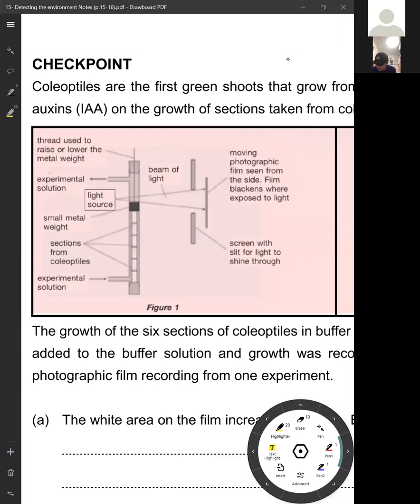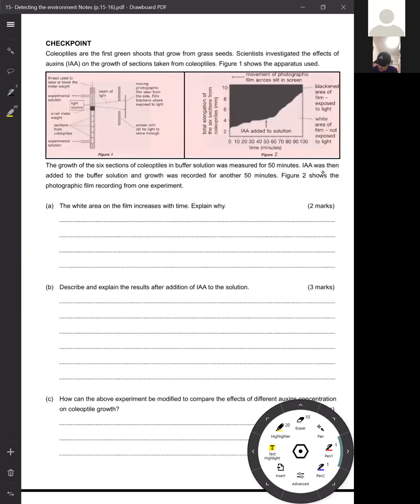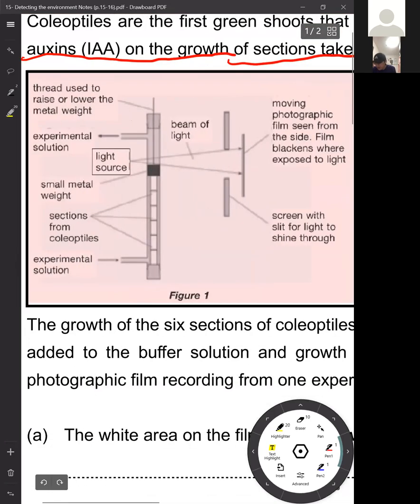From the words, you know that the scientist wants to investigate the effect of things on the growth of the coleoptiles. So the first thing that you need to think about is what to measure. Now you know adding oxygen, not adding oxygen, that's the independent variable.